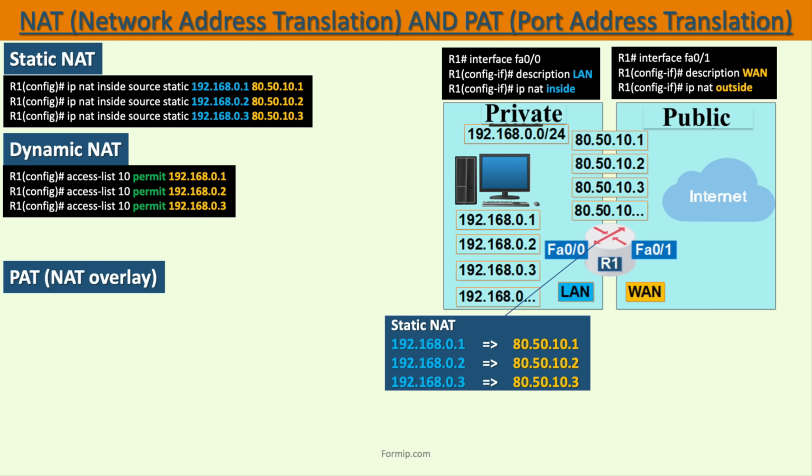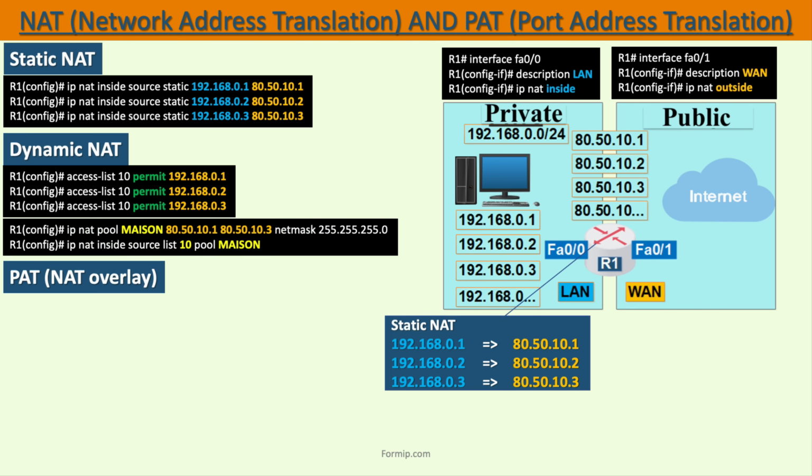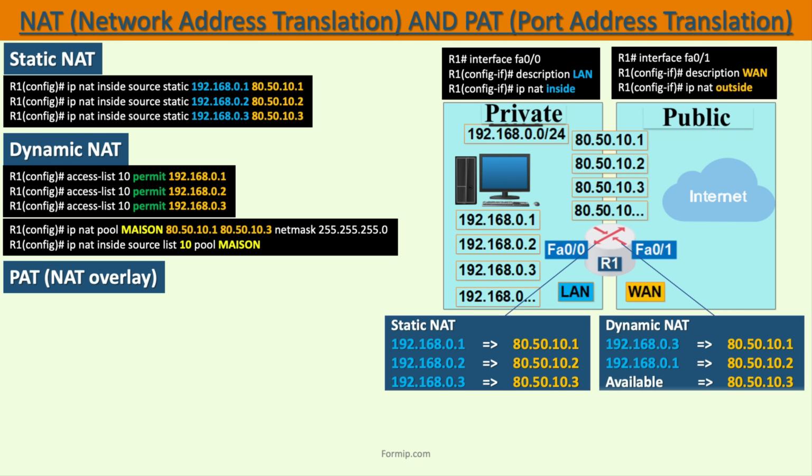In dynamic NAT, you must first create an access list of PCs or networks authorized to be translated. Then we will declare the public IP address range that can be used randomly with the ip nat pool command. And finally, all that's left to do is associate our access list, which contains private IPs, with the public address pool. Each PC that wants to go to the internet will borrow a public address from the pool that has been configured. Now let's move on to the PAT.